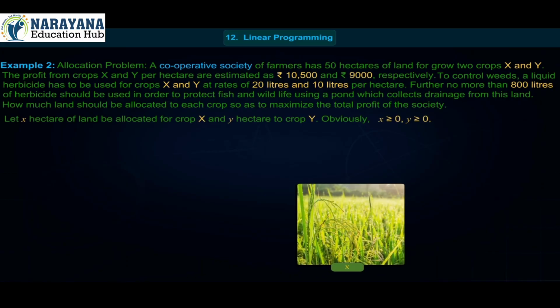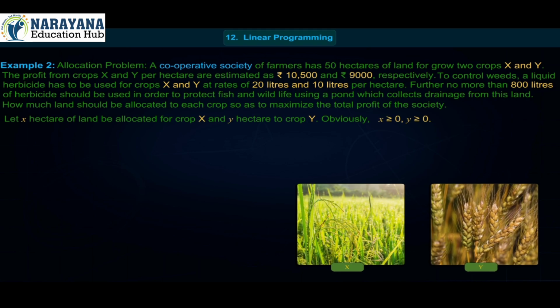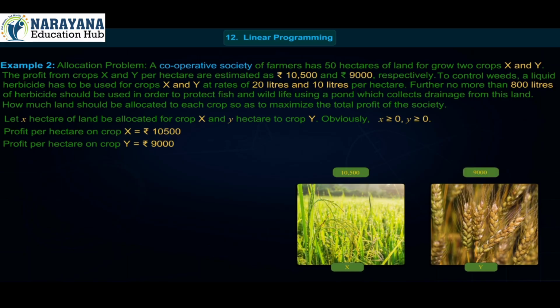Let x hectare of land be allocated for crop X and y hectare to crop Y. Obviously, x is greater than or equal to 0, y is greater than or equal to 0. Profit per hectare on crop X is rupees 10,500. Profit per hectare on crop Y is rupees 9,000. Therefore, total profit is equal to rupees 10,500x plus 9,000y.